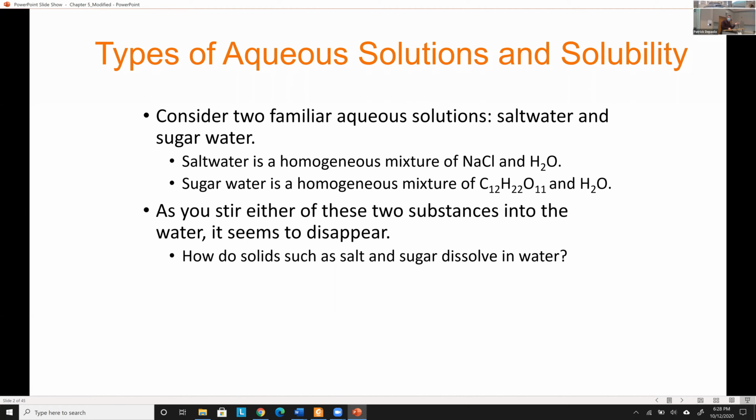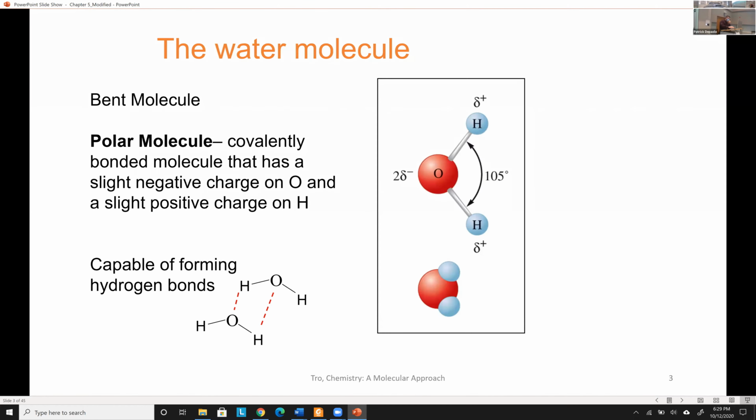Could be salt water. There's a difference between salt water and sugar water. One of them is an electrolyte, the other one isn't. So we're going to learn about the different types of electrolytes. That's the first thing we're going to cover. Basically, that means different types of aqueous solutions. So salt water and sugar water behave differently. The way they're dissolved is different. And it all has to do with the way water is polar. The reason why they dissolve at all is because of this phenomenon, that water is polar.